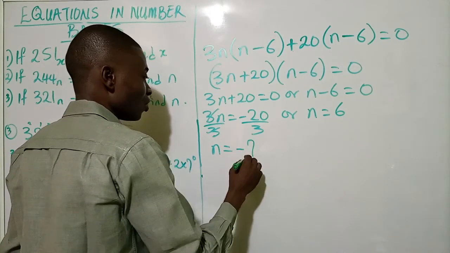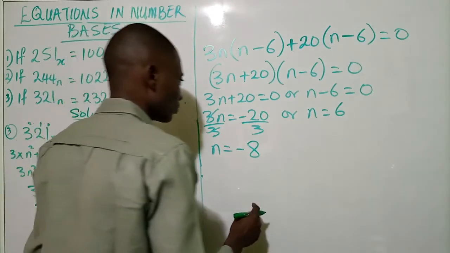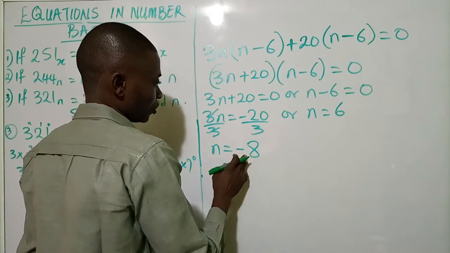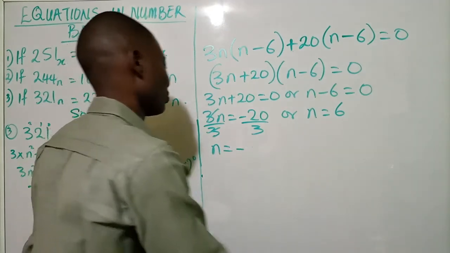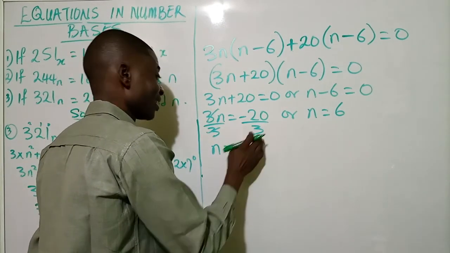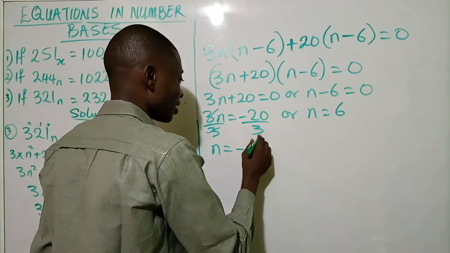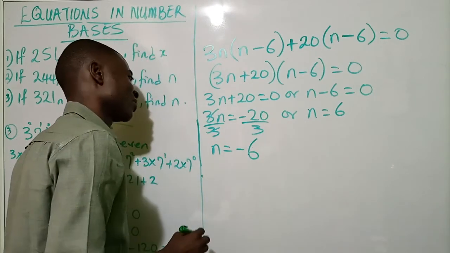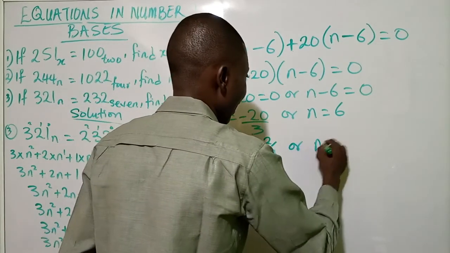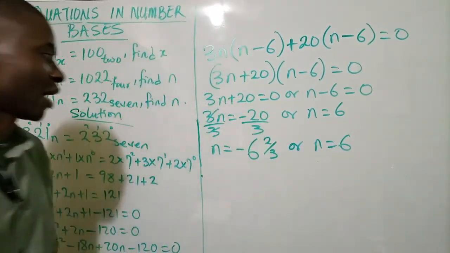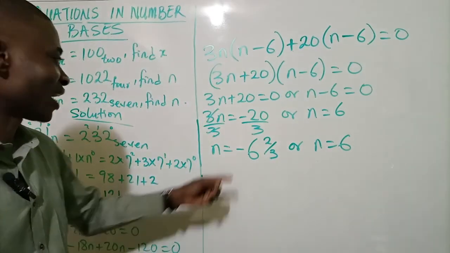Minus 8, whole number? 3 times 8 is 24. So it's minus 6 whole number 2/3, or n equals 6. Yeah, that happens sometimes. Sometimes your brain will just freeze. But it's interesting. I love that. Okay, so that is it.